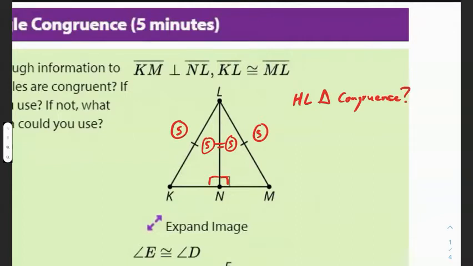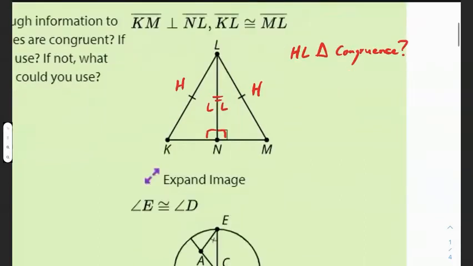Okay, so we have a hypotenuse to a hypotenuse. We have a leg to a leg, right? So yes, these two triangles are congruent, right? By HL triangle congruence. Now let's take a look at the second one.